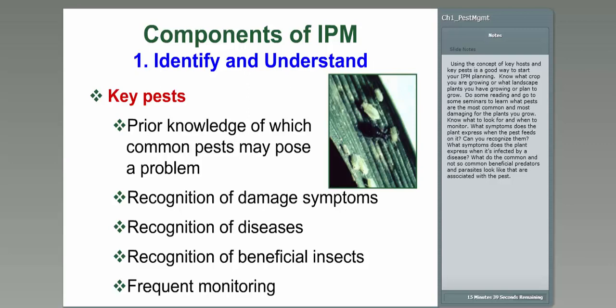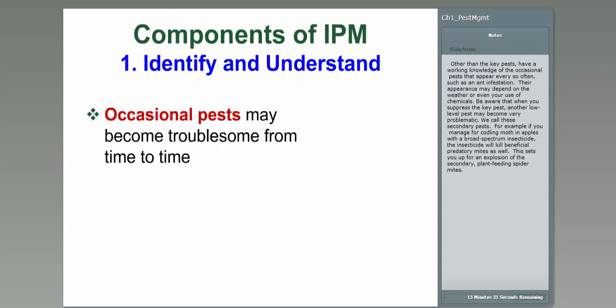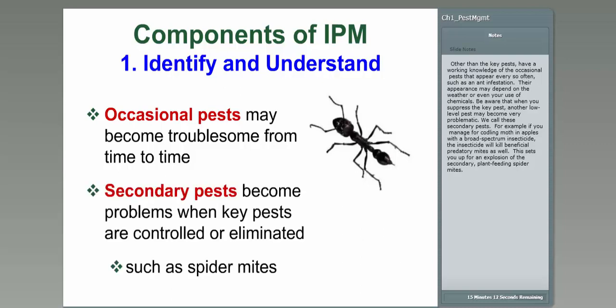Other than the key pests, have a working knowledge of the occasional pests that appear every so often, such as an ant infestation. Their appearance may depend on the weather or even your use of chemicals. Be aware that when you suppress the key pest, another low-level pest may become very problematic. We call these secondary pests. For example, if you manage for codling moth in apples with a broad-spectrum insecticide, the insecticide will kill beneficial predatory mites as well. This sets you up for an explosion of the secondary plant-feeding spider mites.